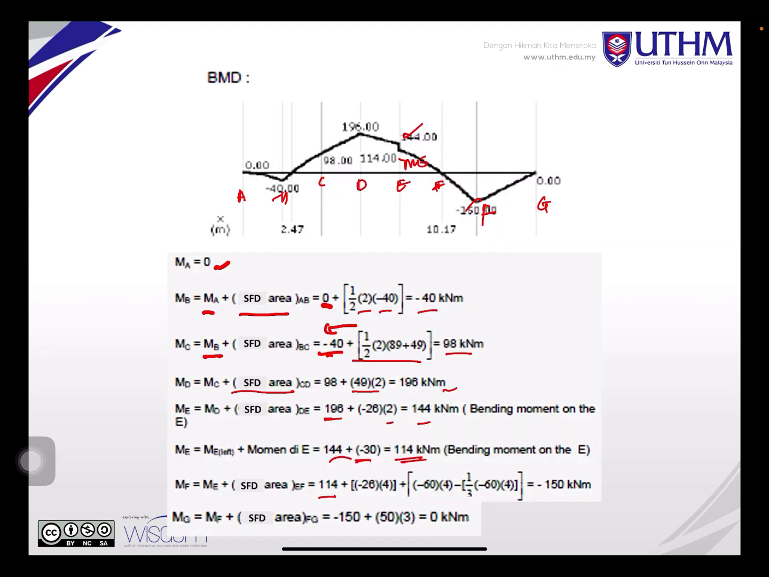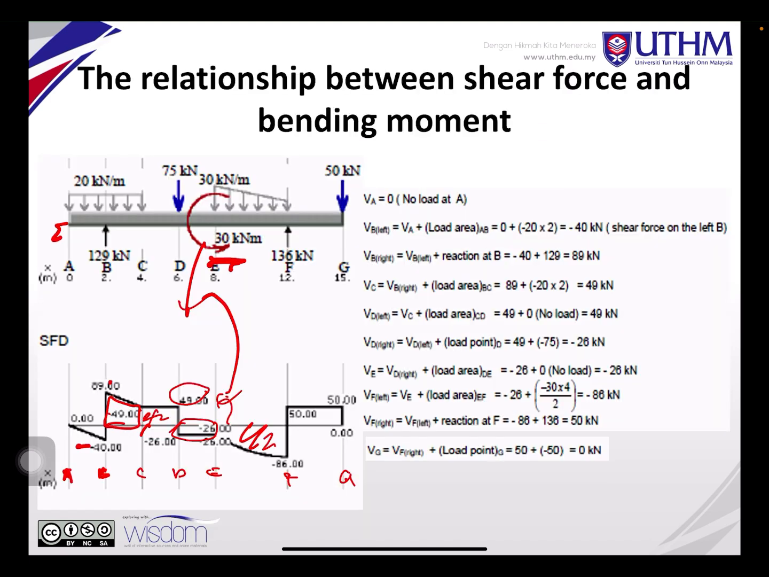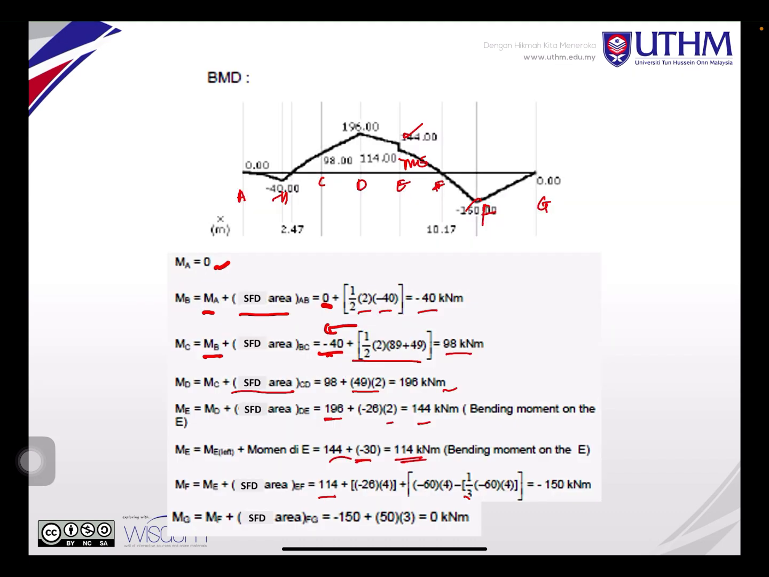So 114, you go to calculate this one, you get the area for this. To calculate the area for this, you use this equation. For this section, you calculate the area using the rectangle, and then for this one you use the triangular shape, with the centroid at 1/3. Minus the rectangular shape, minus the 1/3 side, you get this. This is the bottom part, so you get negative 150 kilonewton meter.